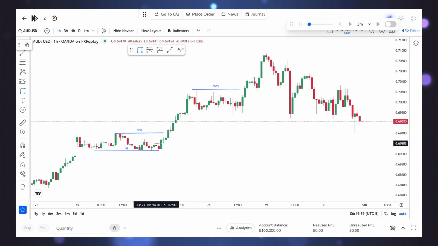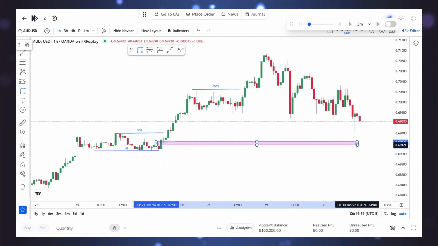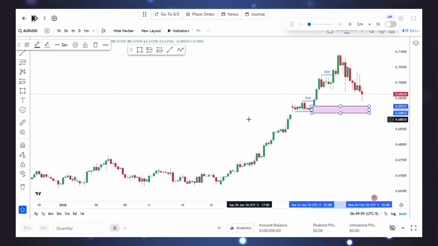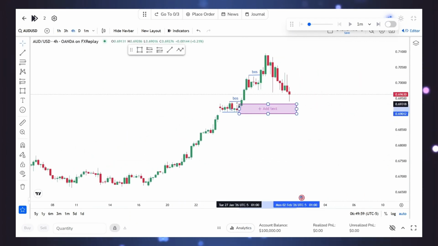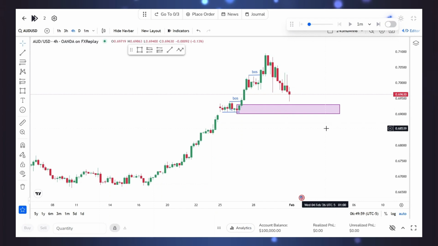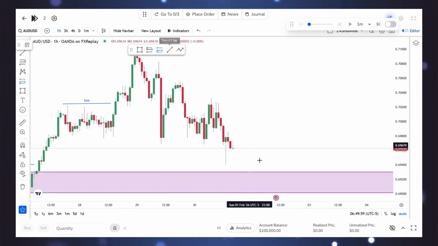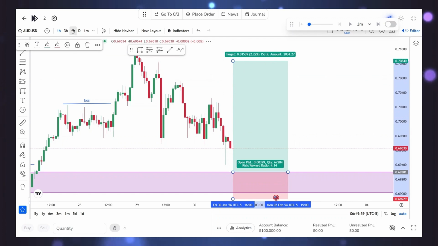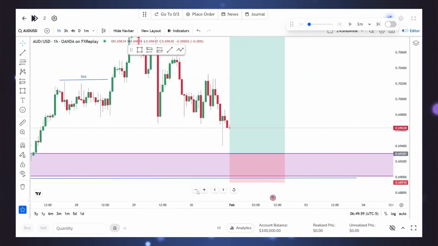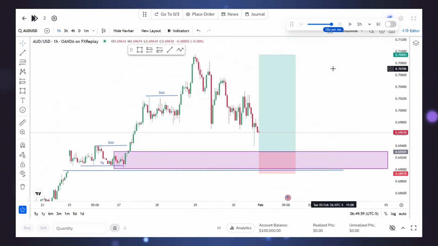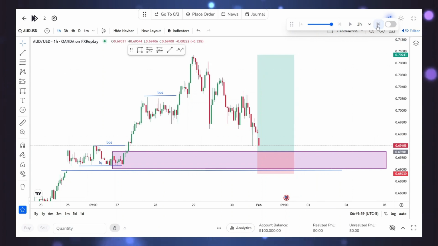Then you mark out your order block right here. Let me just confirm on H4. It's right here, right? Okay. Then you enter your thing right here. Alright, so let's see what the price will do. Will it respect or not? Okay, let's do this.